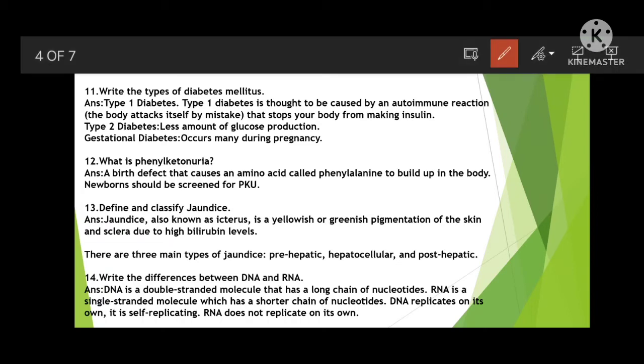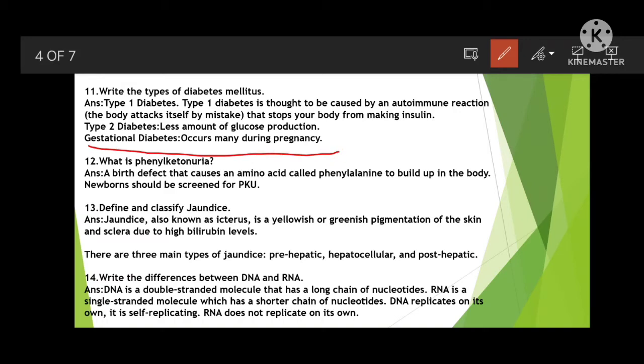Let's come to the 11th. Write the types of diabetes mellitus. 2 types, diabetes 1 and diabetes 2 majorly. But if we discuss in depth, one more is there, gestational diabetes. Type 1, I will give an overview: here due to the less production of insulin or resistance to insulin, this leads to type 1 diabetes. It is an autoimmune disease. Then type 2 is less amount of glucose production. Gestational diabetes occurs mainly during pregnancy, and this is temporary diabetes.